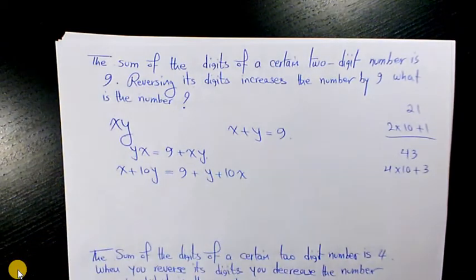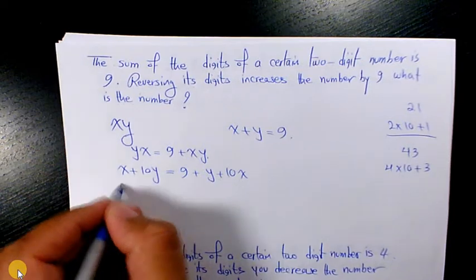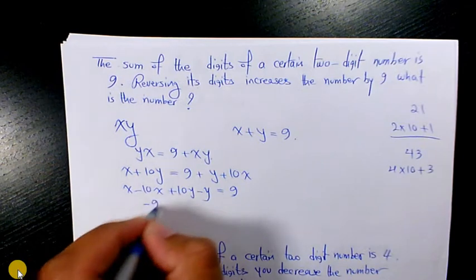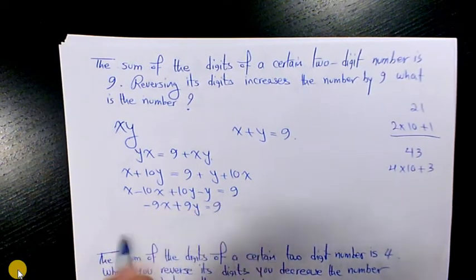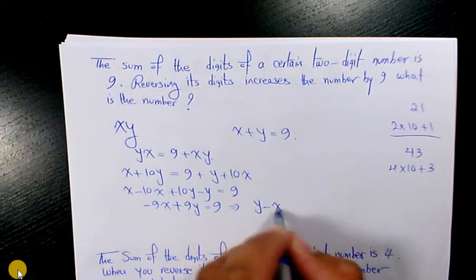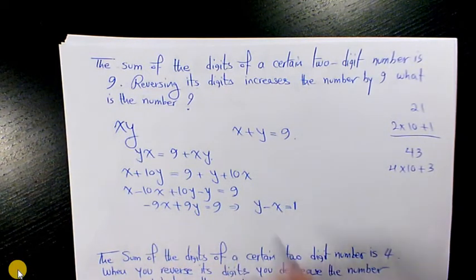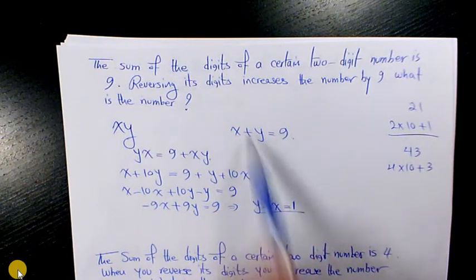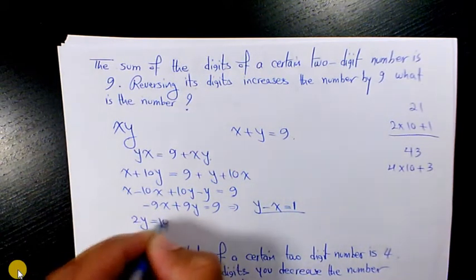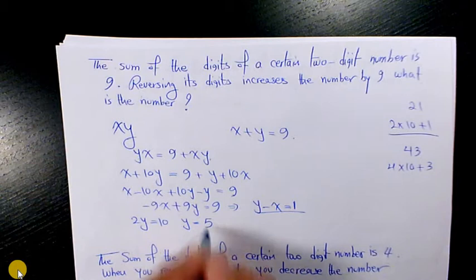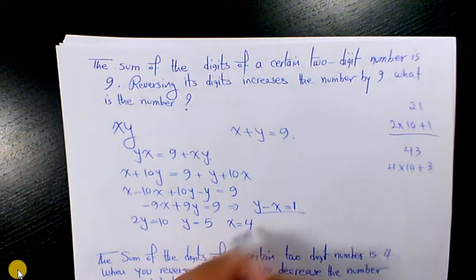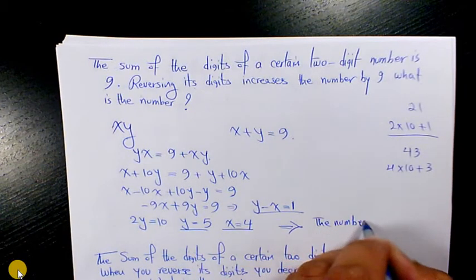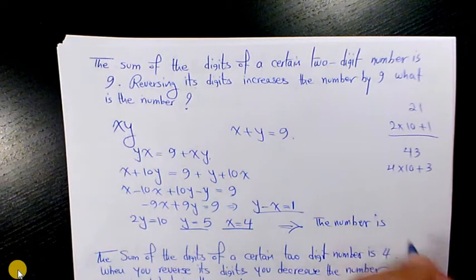And then I need to simplify it. So it's going to be x minus 10x plus 10y minus y equals 9. So it's going to be negative 9x plus 9y equals 9. When you simplify it, it's going to be y minus x equals 1. Basically, I divided the whole thing by 9. So y minus x is 1. And here, x plus y is 9. When you add them, it's going to be 2y equals 10. So y will be 10 divided by 2, which is 5. And x is going to be 4. So the number xy is 45.